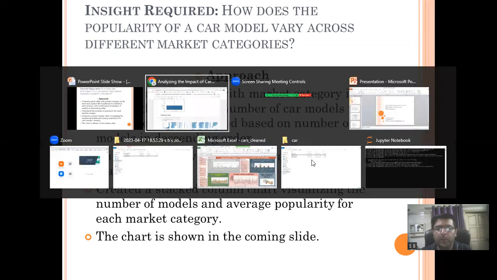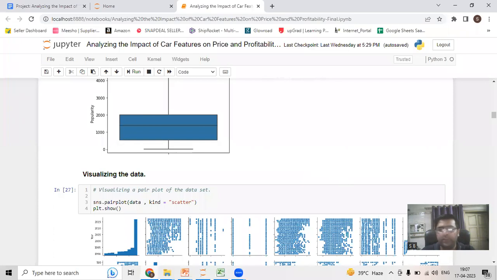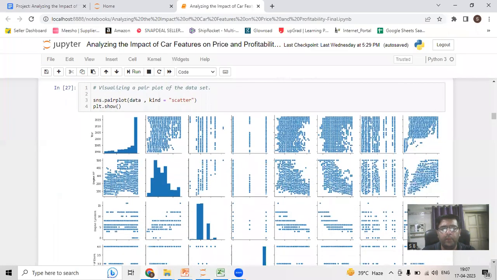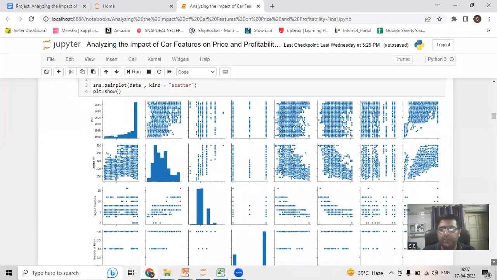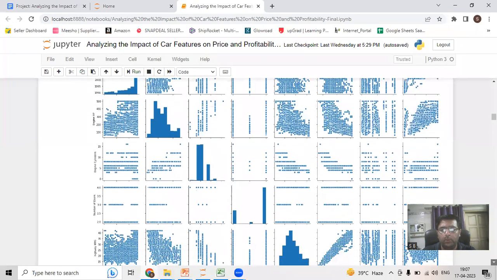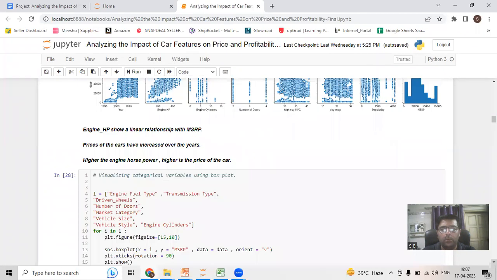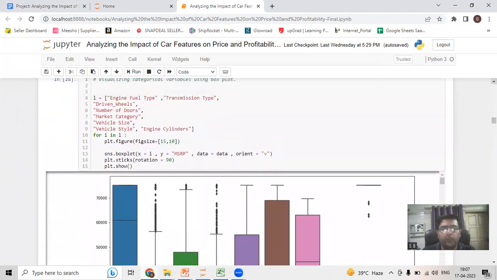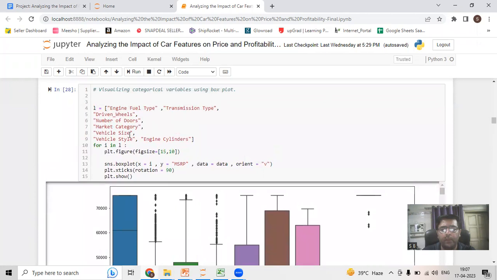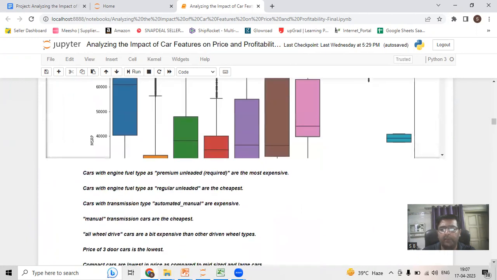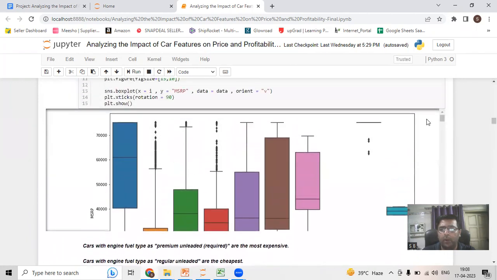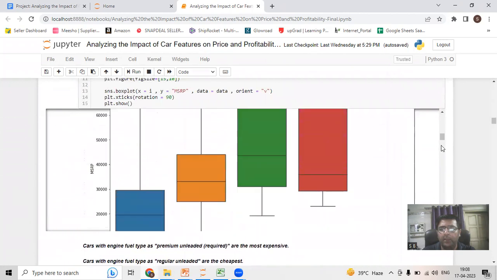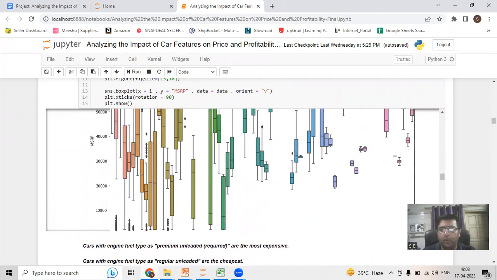So I'll be showing you my Jupyter notebook where all these data visualization plots were created. This is our pair plot, which was mentioned in the presentation also. And here is the code for the box plot, which was plotted for the categorical columns with the price on the y-axis. So these are our box plots. These were created with the help of a for loop.